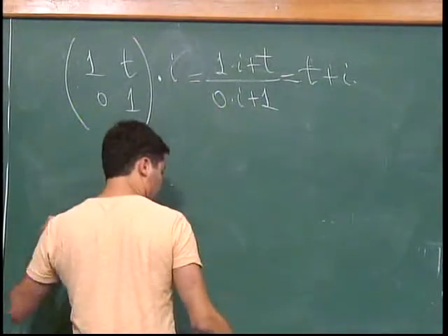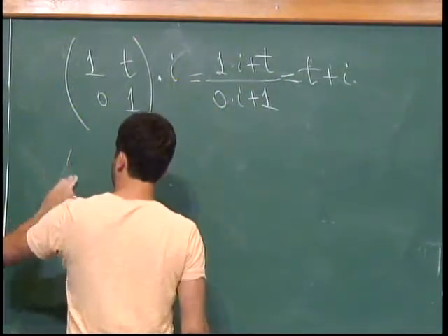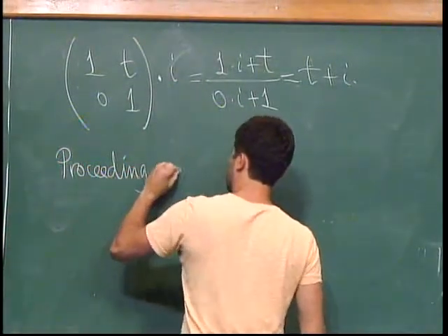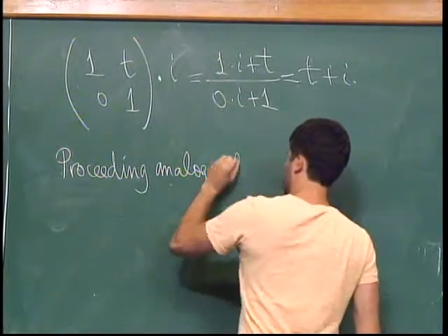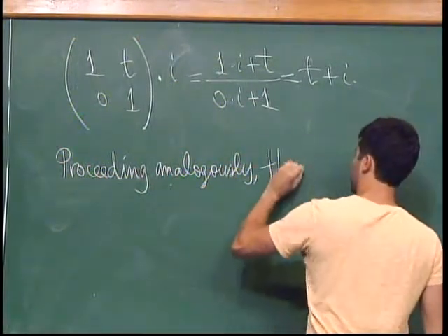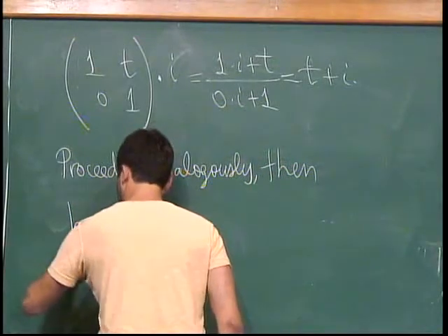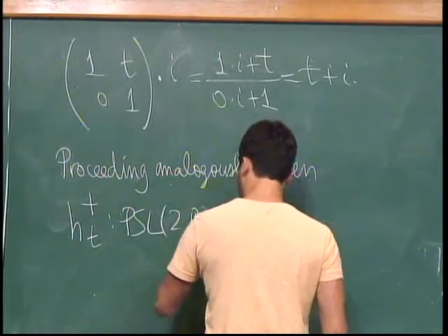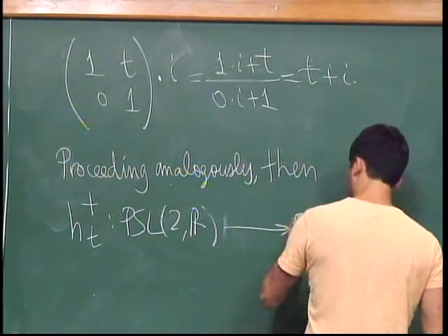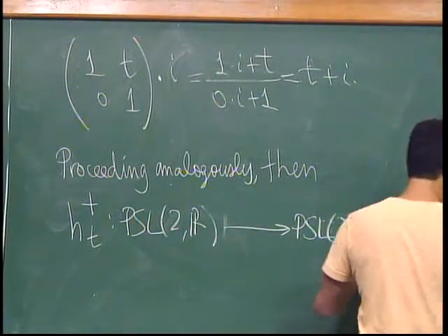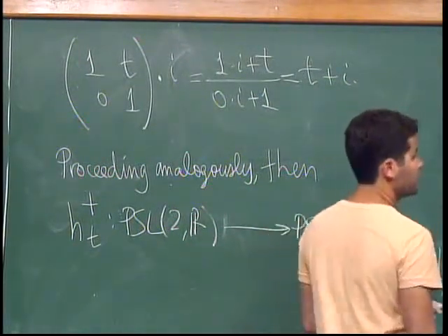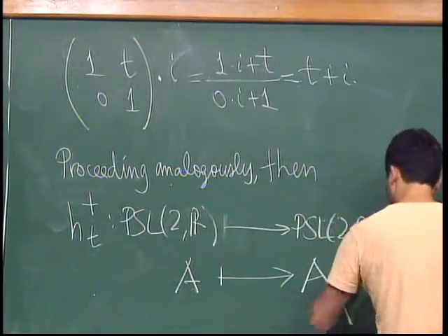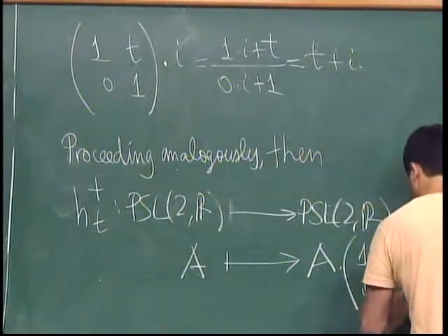So proceeding analogously as we did before, you can represent the stable horocycle flow in PSL2R coordinates as follows. I'm going to consider a matrix A, and you multiply it by this matrix 1, 0, T, 1. Okay?